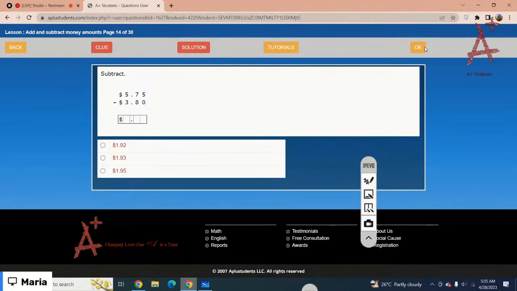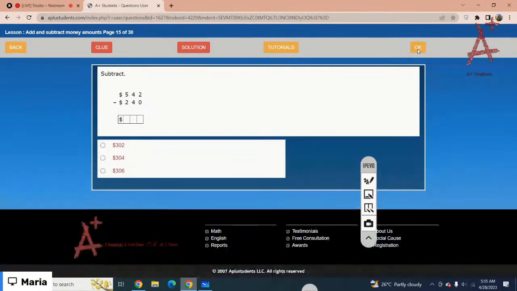Okay, the next one is 5 minus 0 is 5. You cannot subtract 7 out of 8, so you need to borrow 1. 17 minus 8 is 9. And 4 minus 3 is 1. So it would be 1.95. The correct option is 1.95.